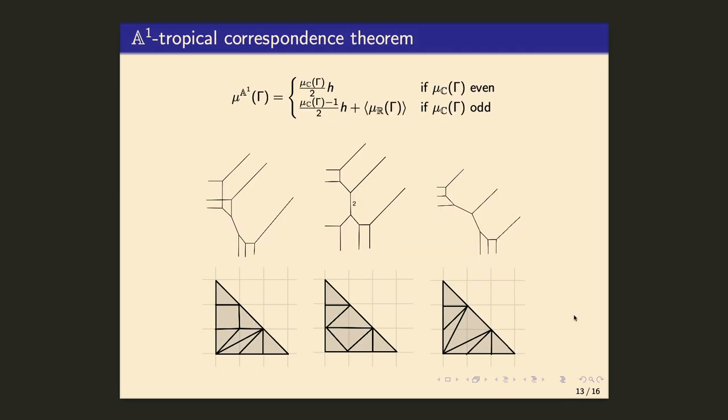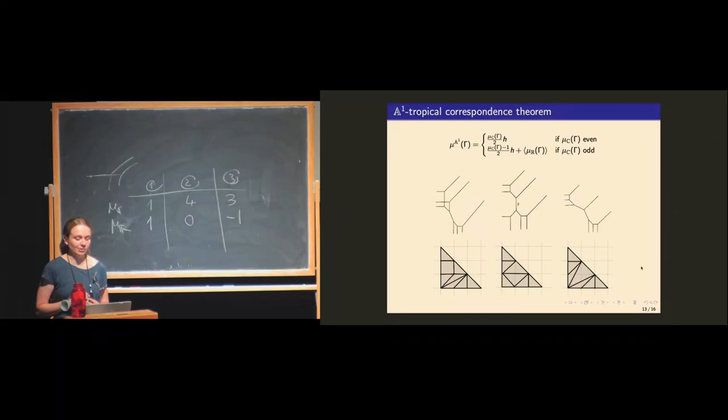So here's an A1 version of this. Here's an A1 multiplicity. Let's say if the complex multiplicity is even, we just take the complex multiplicity divided by 2 times the hyperbolic form. And if it's odd, we take the complex multiplicity minus 1 divided by 2 times the hyperbolic form plus the real multiplicity and stick it into brackets.